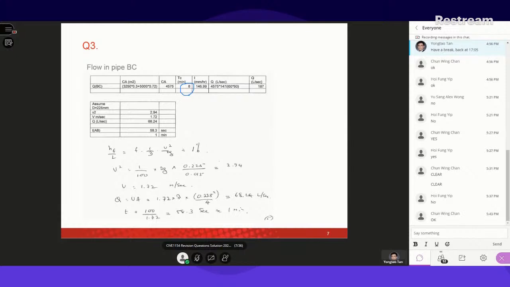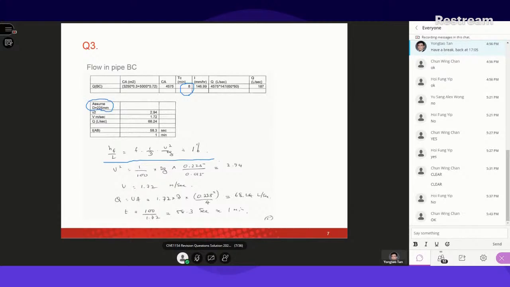But you need to calculate the travel time in pipe AB. Similarly, we use the Darcy-Weisbach equation to find the time in pipe AB. Because the slope is 1%, the friction factor f is given as 0.0015, and here we assume the pipe size is 225 millimeters.